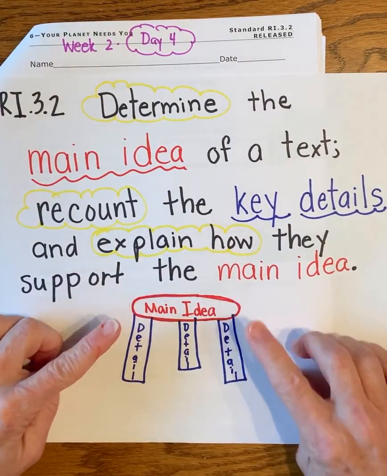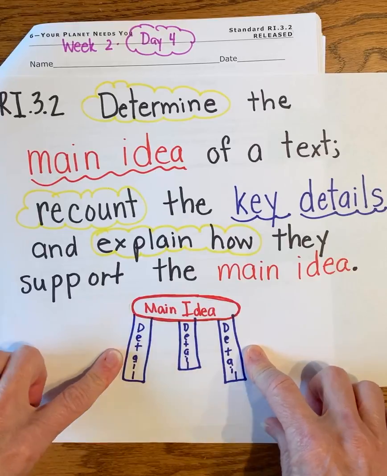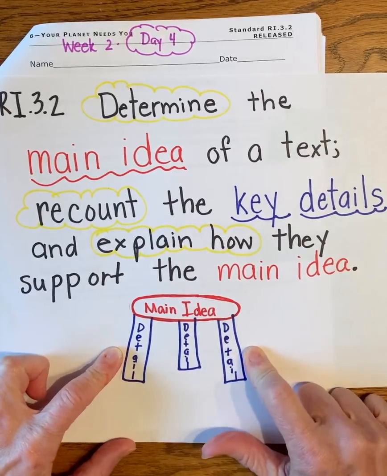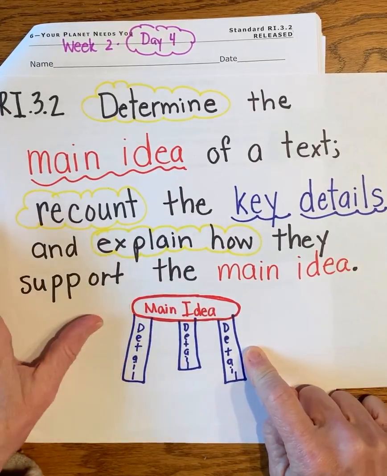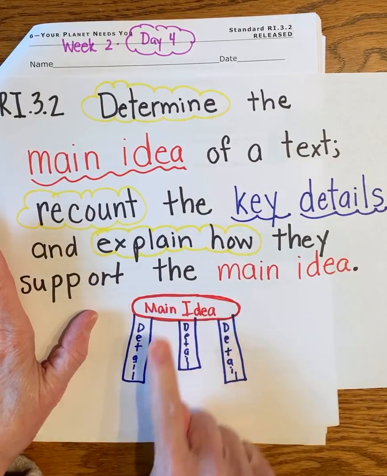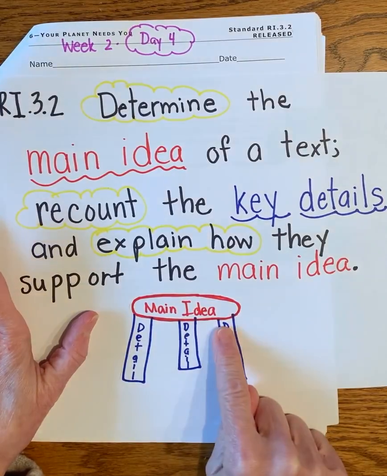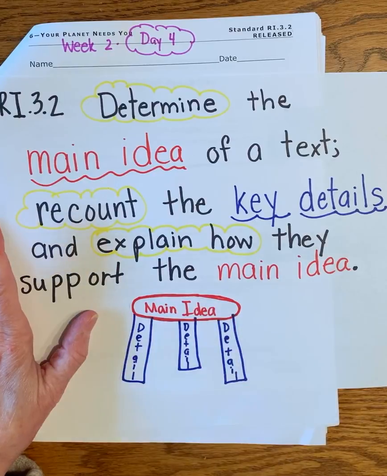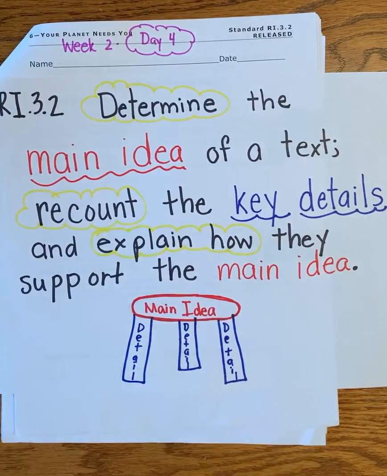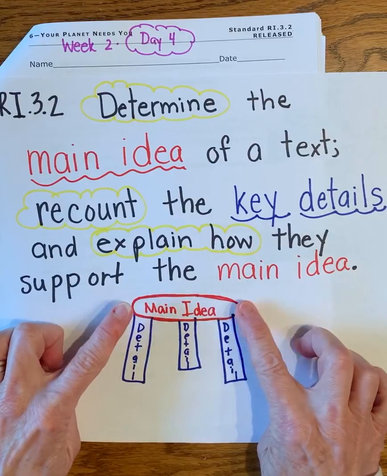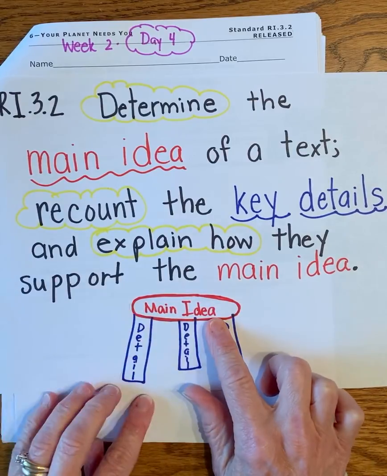Some of us in class use a little stool or table analogy or example to show what that looked like. So here's the main idea, and all the key details are like the legs of a stool that they have to support it. We also talked about that sometimes there's interesting facts about a topic, but a lot of them are the important ones. So we want to make sure that when we talk about a text and the main idea, we are talking about the important ones that relate and support the main idea.